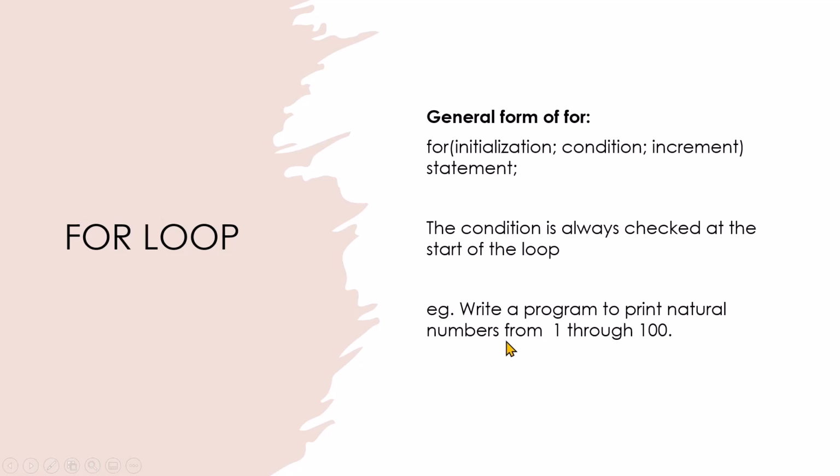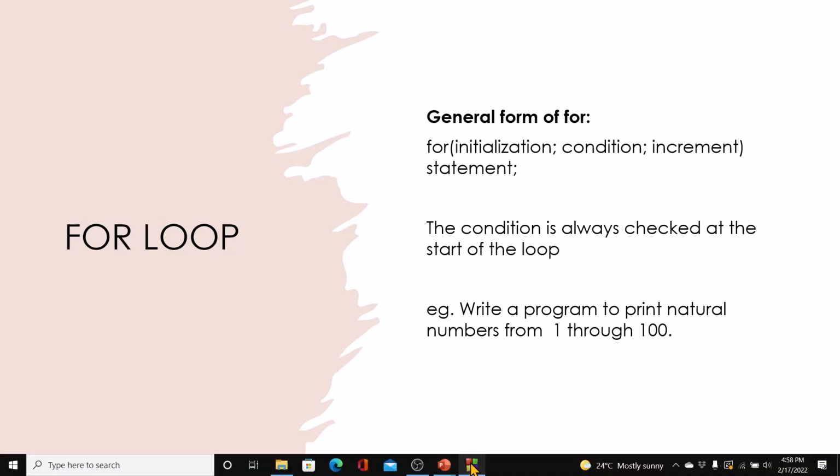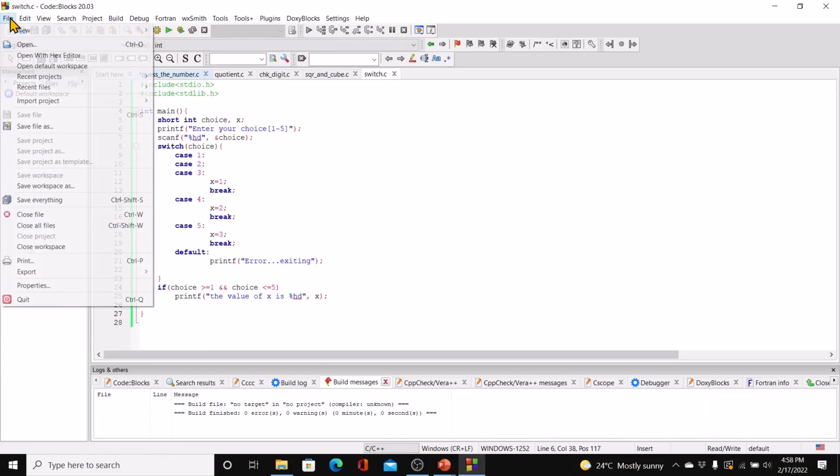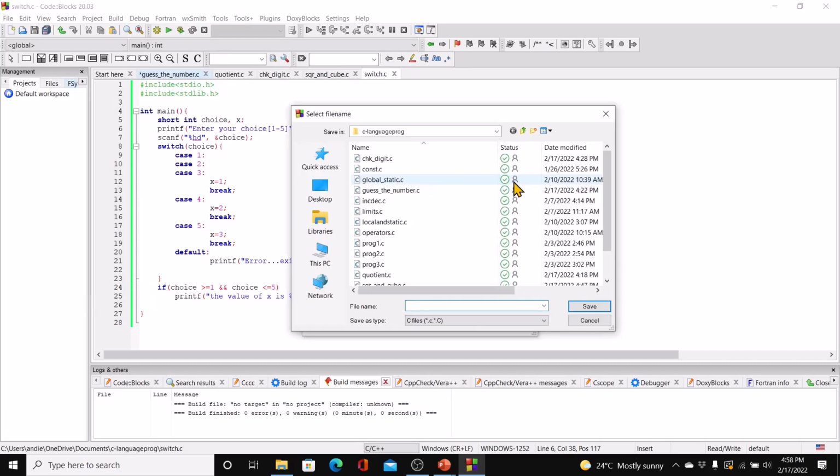Write a program now to print natural numbers from 1 through 100. Note there's no input here. So we're generating these numbers starting from 1 through to 100. How do we do that? Let's go back to Code Blocks. Start a new file. Let's call this natural numbers.